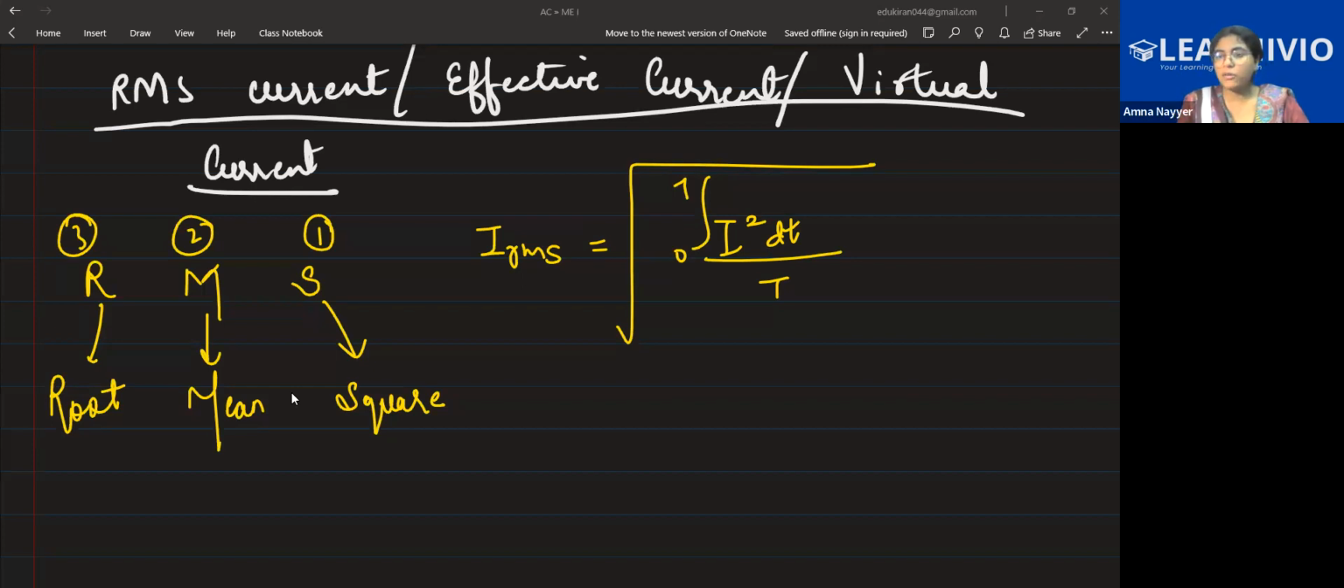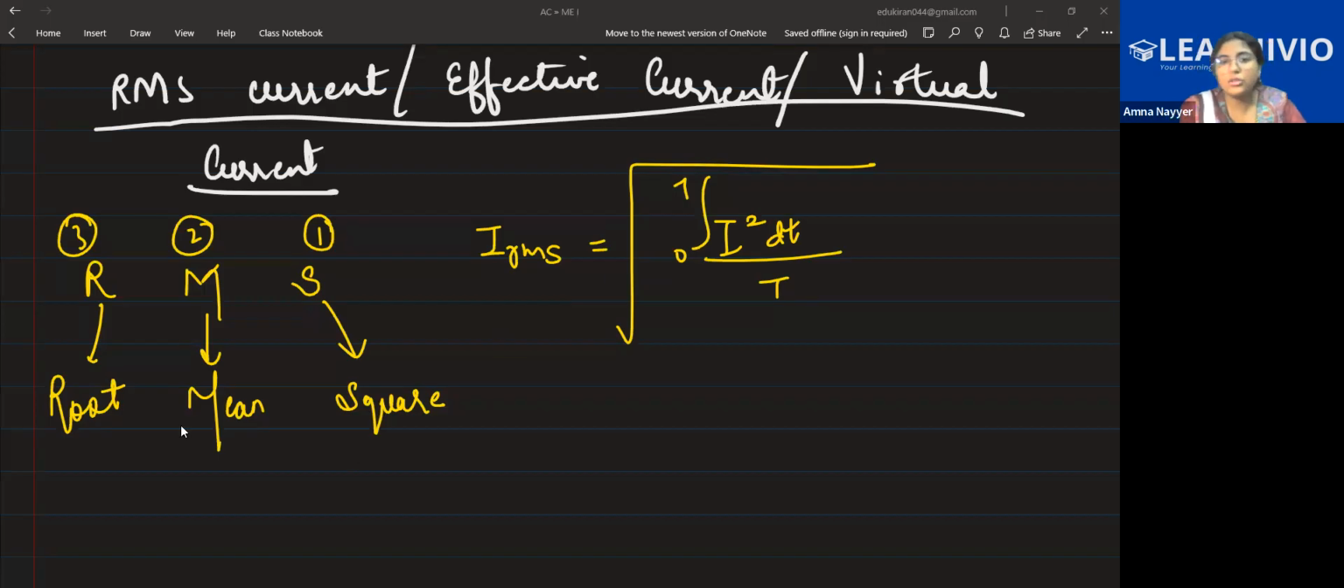So how do you calculate the mean when you have variable quantities? You integrate the total. See, when we calculate the mean or average value, we calculate the total value and divide it by the number of quantities we have. So we find out the current over the entire time and divide it by the total time, right? Integral of I square dt from 0 to t divided by t. And the last step is to put the root.